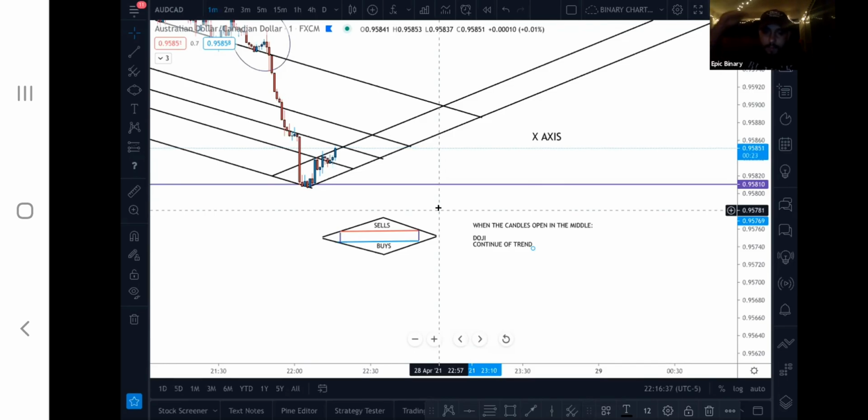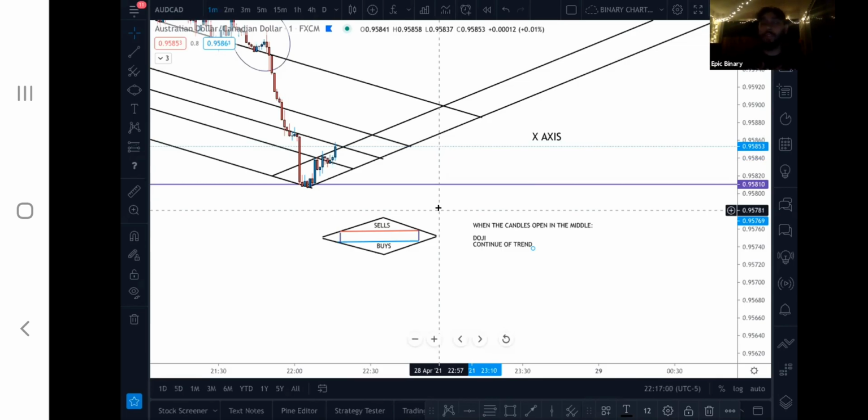even if it is a continuation of trend and it dojis, price is either going to make you break even or you'll clear it by 1. And I'm okay with breaking even.